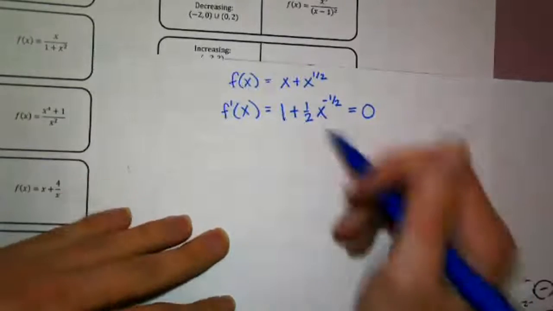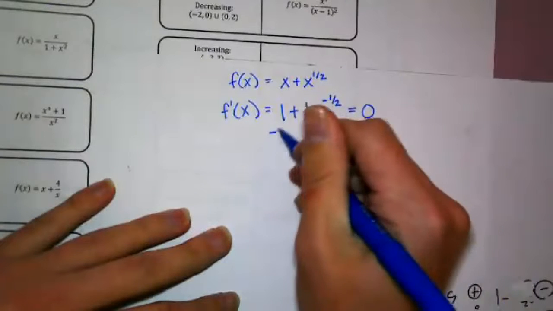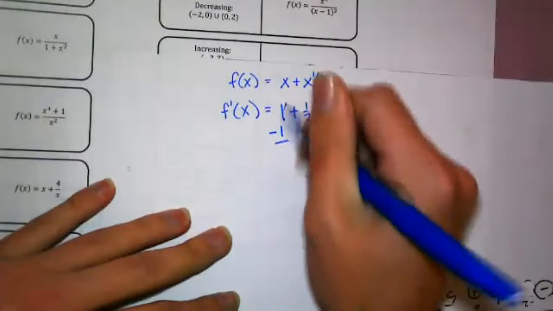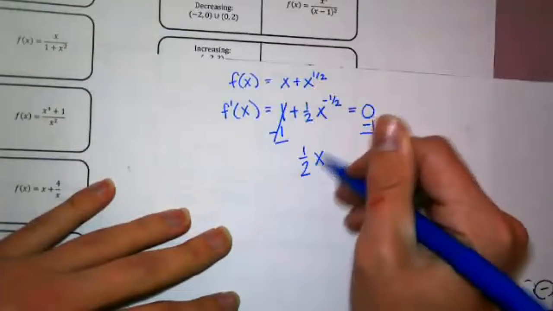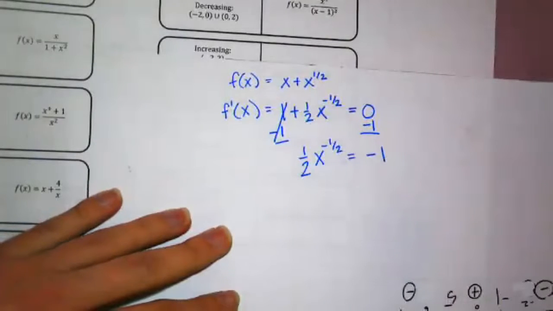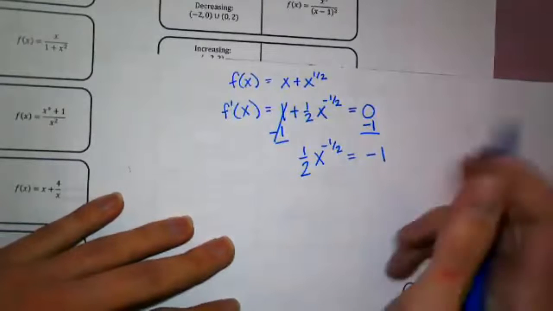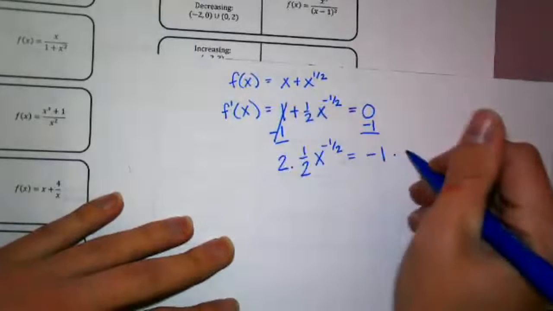All right, so let's solve this. What am I gonna do first? Subtract 1. All right, then what? Divide by the 1/2. What's the same thing as the reciprocal? So it'd be 2.